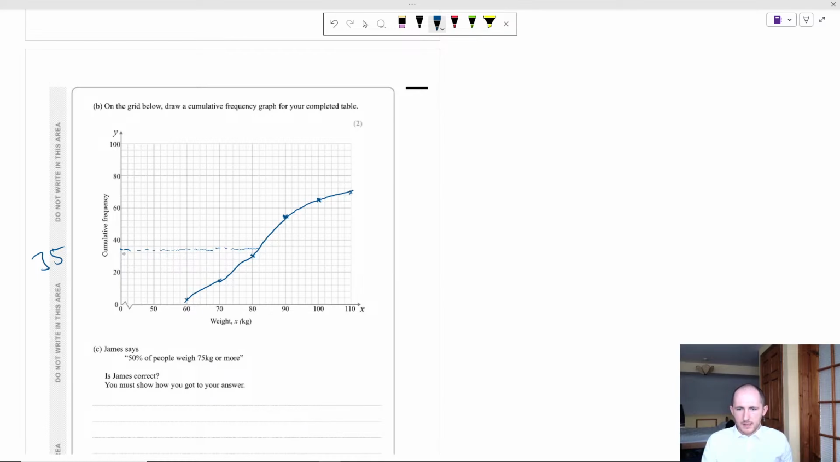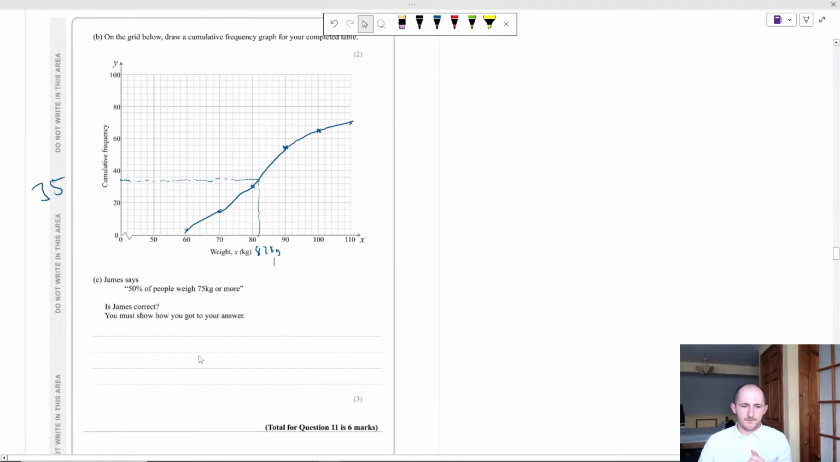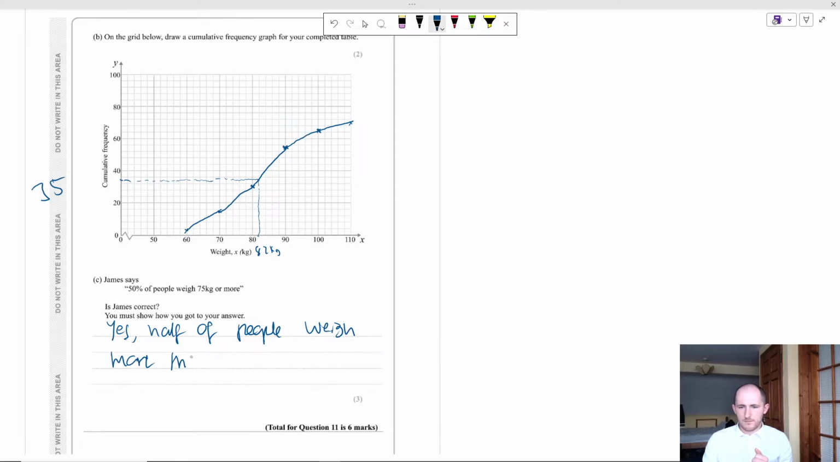And if you look, half of the people weigh under, what is that, 82 kilograms. So half the people weigh 82 kilograms or less, which means he is actually right to an extent. I mean, he's wrong to an extent. The boundary is 82 kilograms, right? So yeah. So he is correct because half of the people weigh more than 82 kilograms.